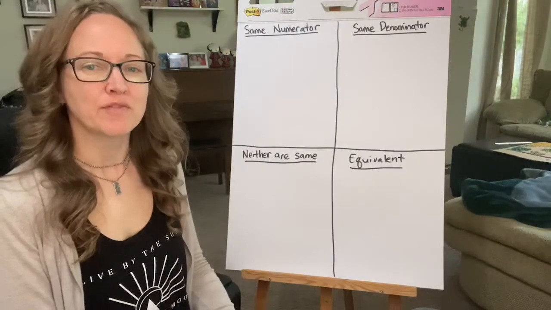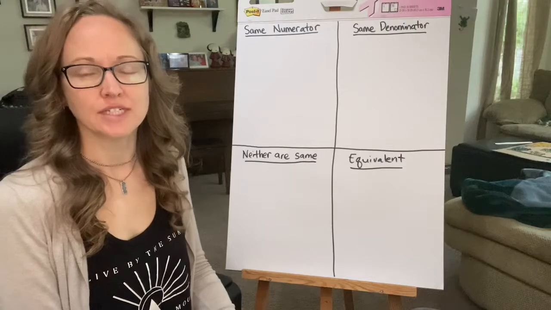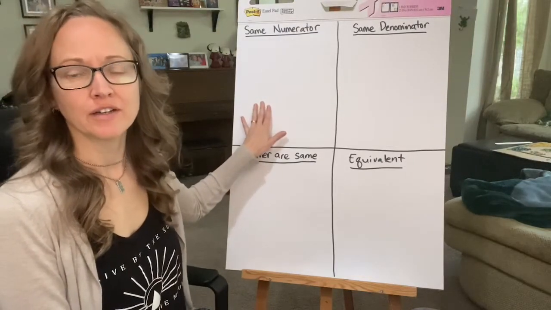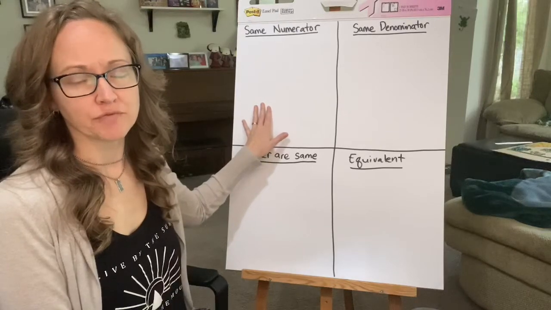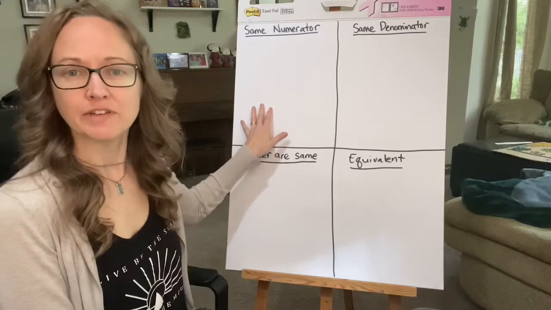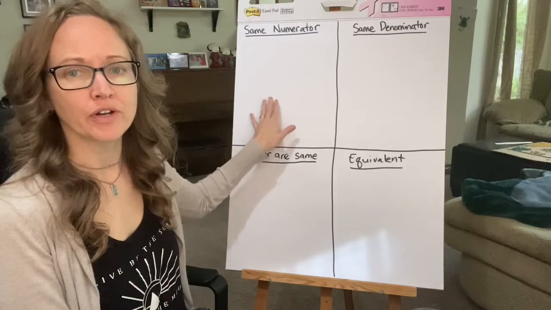So we're going to talk about 4 different ways that you can compare fractions. Let's start with if they have the same numerator. So if we were to compare 2 fractions, for example, let's go back to our unit fractions. We were comparing thirds and fifths. So let's compare 1/3 and 1/5.